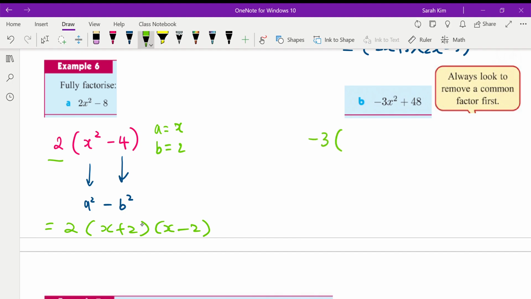Alright, next one again, I'm going to factor out the minus 3. Please hang in there, we're almost done. Maybe I'll just leave it the first one and then I'll make a recording for the second one. So just wait in there.